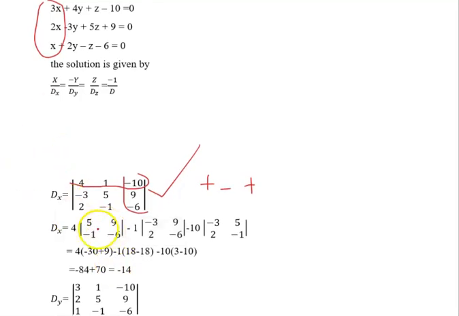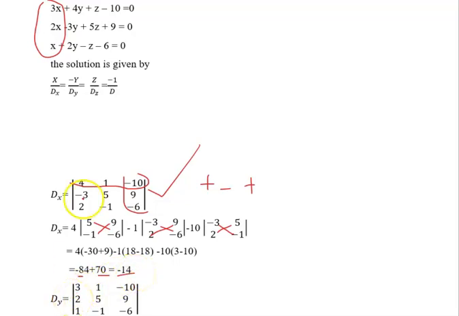So it will be 4 times -30 minus -9, so it will be +9. Then -1 times bracket -6 times -3, you get 18, minus 18. Then -10 times 3, minus 10. So you get minus 84 plus 70, you get minus 14.